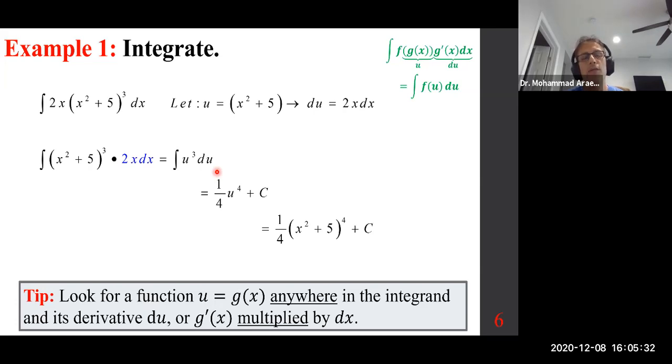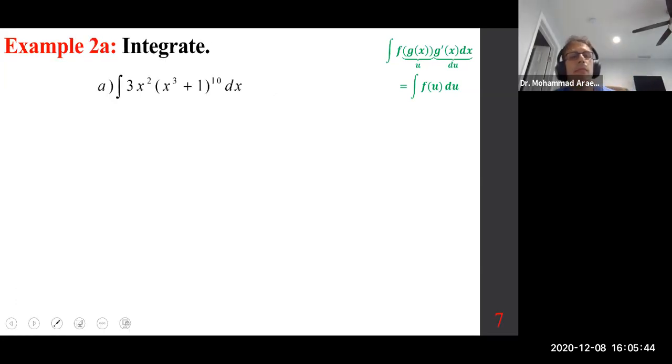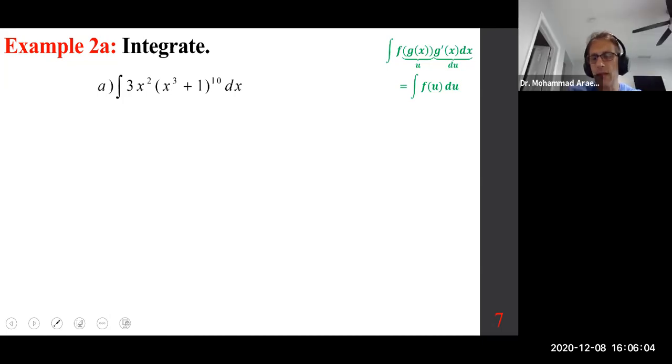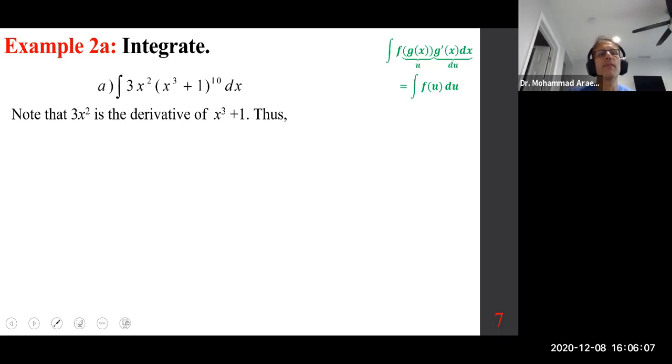So if you're dealing normally with rational functions and you have a couple of functions, the more complicated one is a choice of u. So here's another example. Can anybody tell us what would be the choice of u? What do you think? Let u be what? X to the power 3 plus 1. Beautiful. And therefore, its derivative becomes 3x squared, and du becomes 3x squared dx.